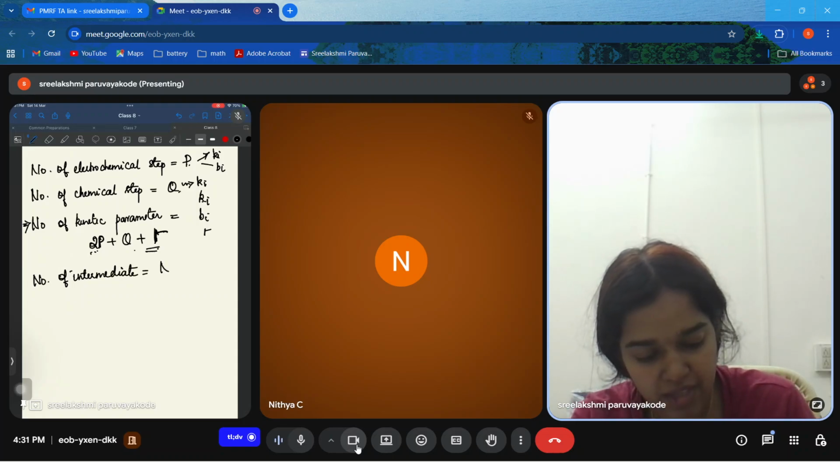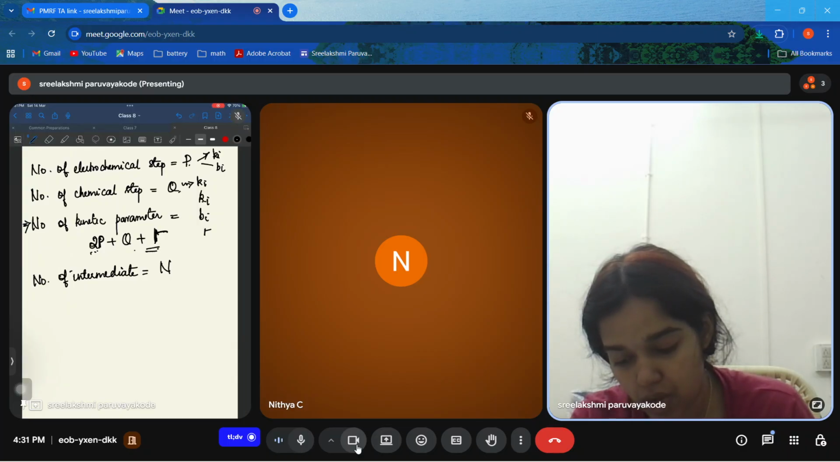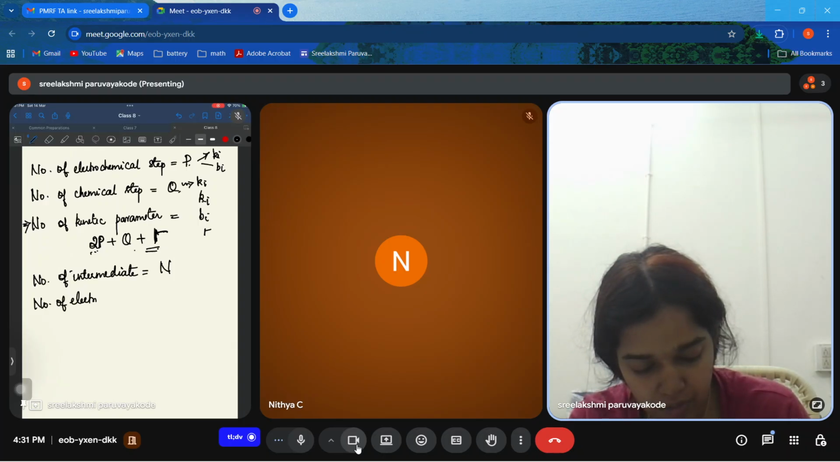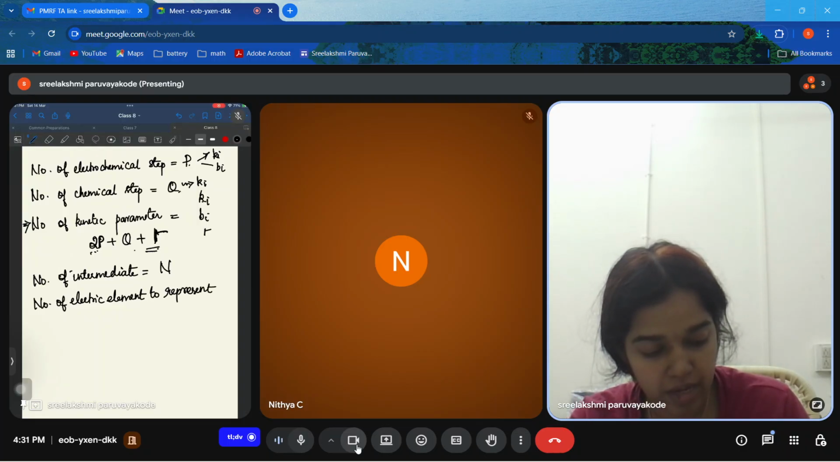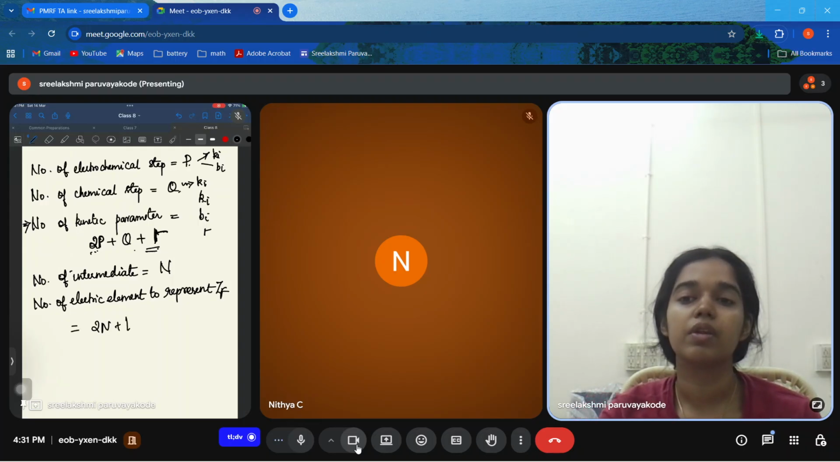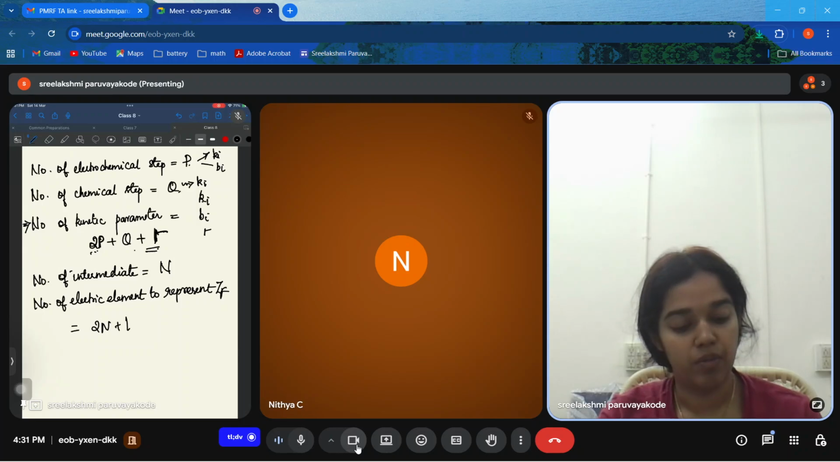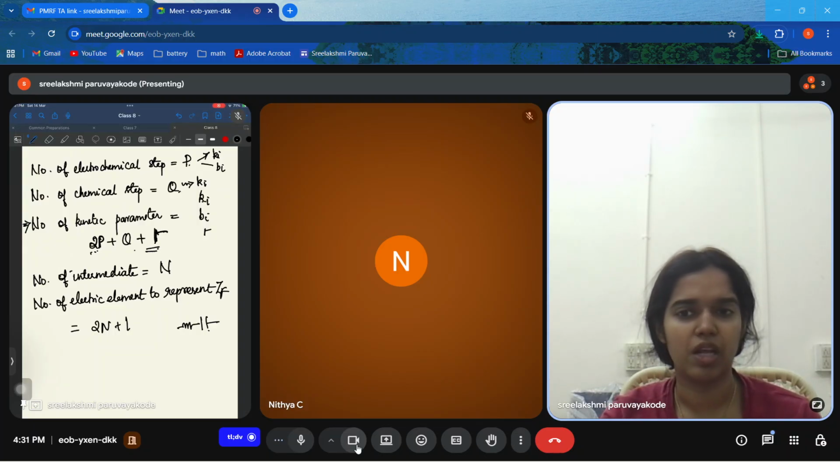If I say that is N. Okay. Now the number of intermediates is this much. So the number of electric elements to represent Zn is equal to 2n plus 1. Why 2n plus 1? Because for every adsorbed intermediate, we are representing it in terms of one resistor and one capacitor in series. Or one resistor and one inductor in series or something like that.